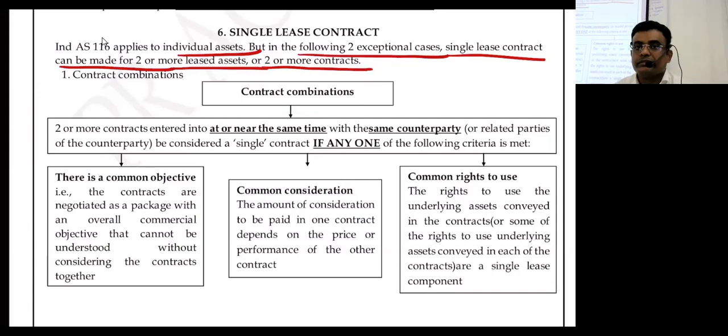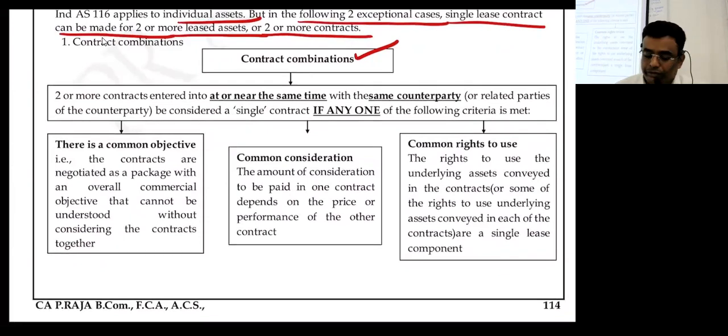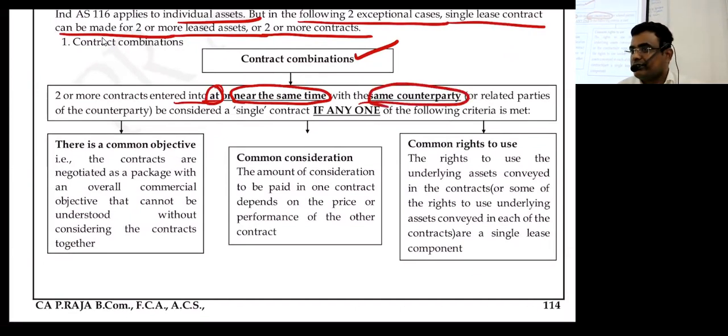What is my combined? Yes or no? There also we make each contract separately. But when there are distinct goods and services, we will combine the two contracts together. Yes or no? Similarly here, contract combination: 2 or more contracts entered into at or near the same time with the same counterparty. Yes, sir. No issues for you, no complication for you. At or near the same time with the same party, the same counterparty.